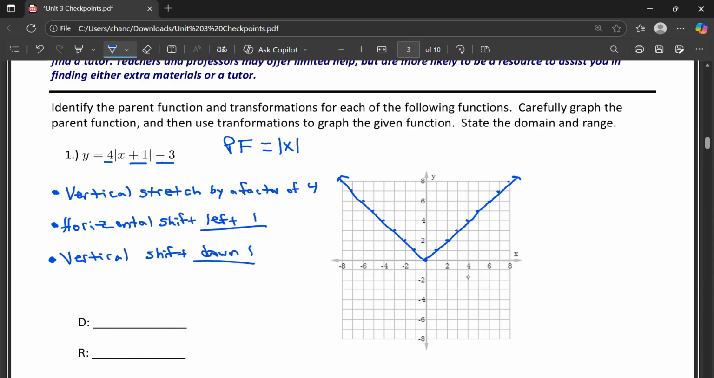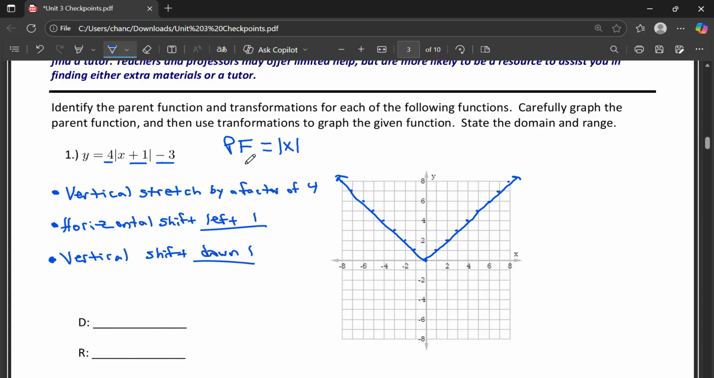All right, there we go. That's not bad. So I have graphed the parent function. Now I need to use transformations to graph the given function. I am going to address these transformations in the same way that I do order of operations.